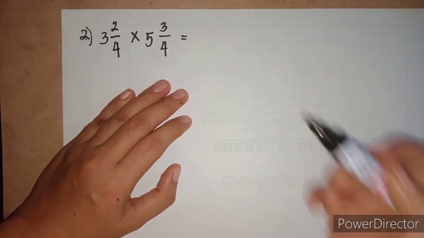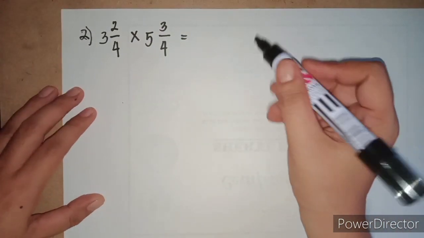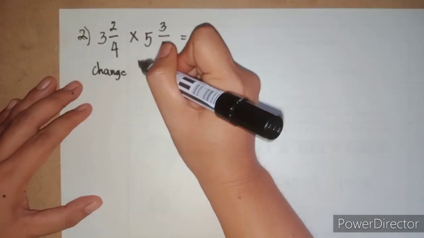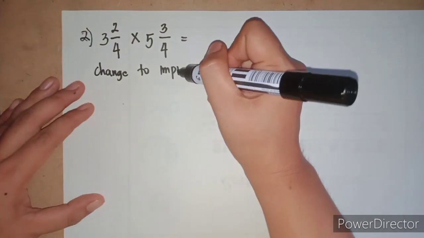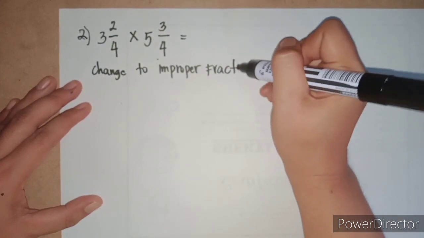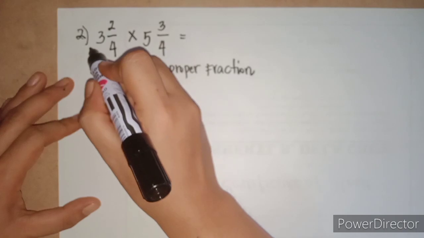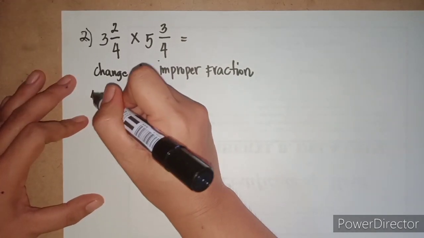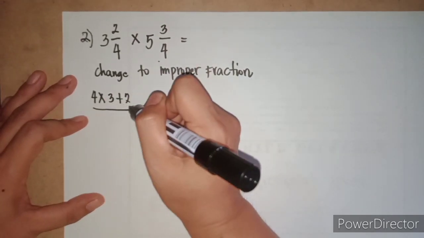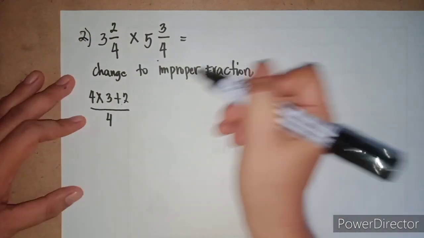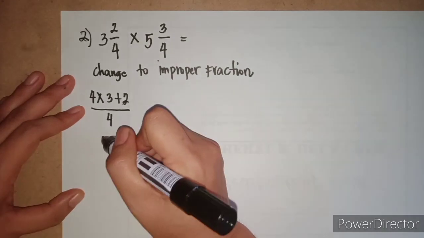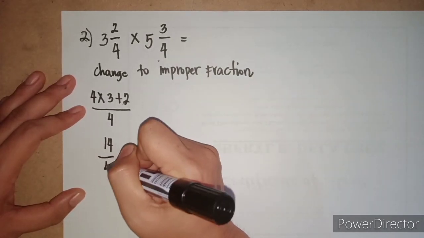Okay, so now let's have another example, number 2. 3 and 2/4 times 5 and 3/4. Okay, again, same step. We're going to change the mixed numbers into improper fractions. Same step: we have to multiply the denominator to the whole number and add the numerator. Okay, we have 4 times 3, the whole number, plus the numerator 2 over 4. So 4 times 3 plus 2 is equal to 14 over 4.